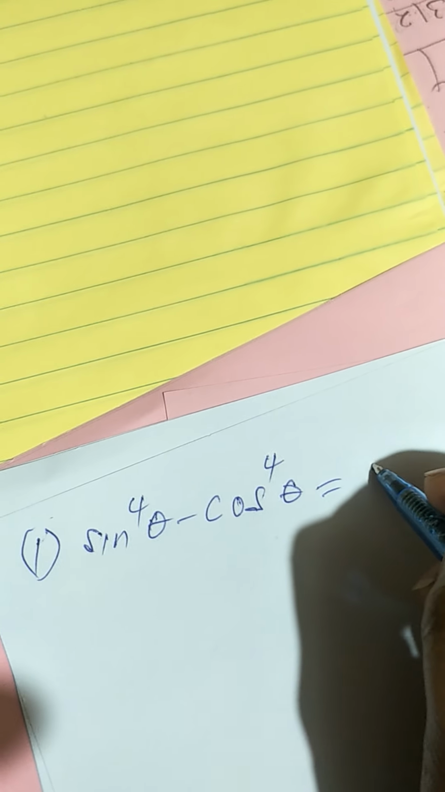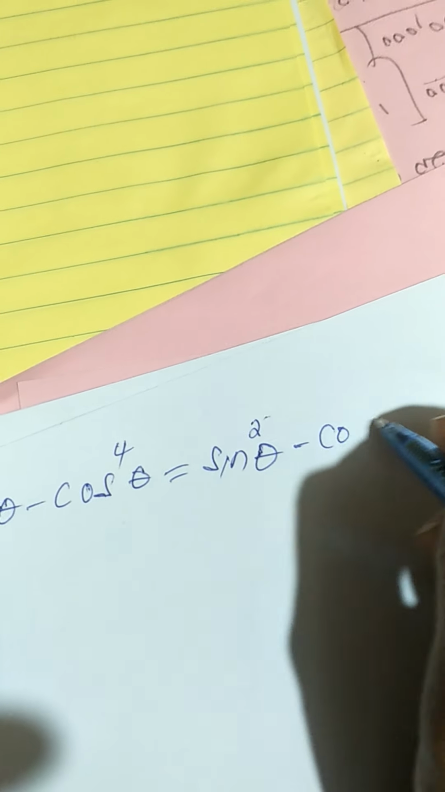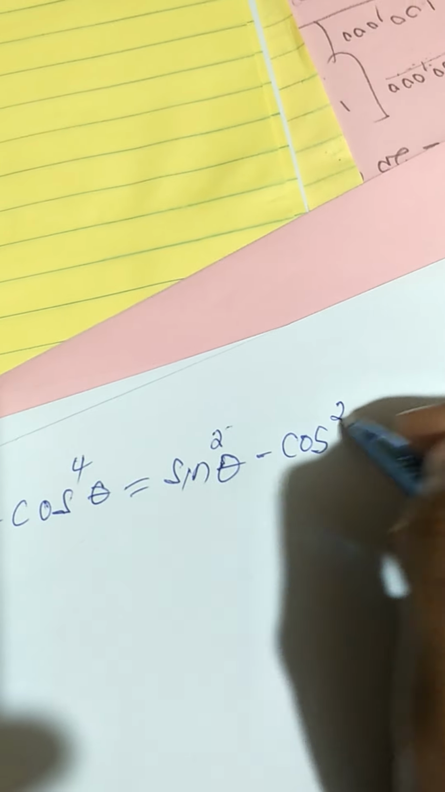Okay, so let's continue with our first problem. Our first problem is stated here. Number 1, sine theta raised to power 4 minus cosine theta raised to power 4 is equal to sine theta squared minus cosine theta squared.